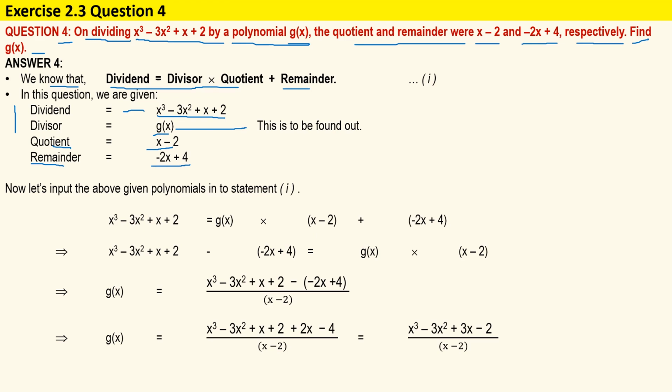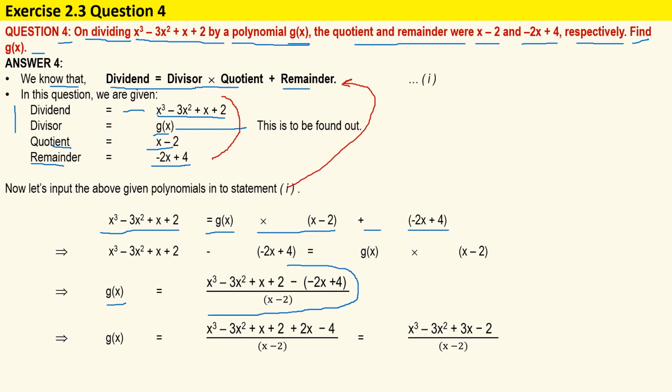Now if we input the values of these polynomials into our statement number 1 here, then we get that the polynomial x cube minus 3x square plus x plus 2 is equal to g(x) times (x minus 2) plus (minus 2x plus 4). And once we simplify it, we get g(x) to be equal to x cube minus 3x square plus x plus 2 minus of (minus 2x plus 4), divided by x minus 2. And on further simplification, it will give that g(x) is equal to (x cube minus 3x square plus 3x minus 2) whole divided by (x minus 2).